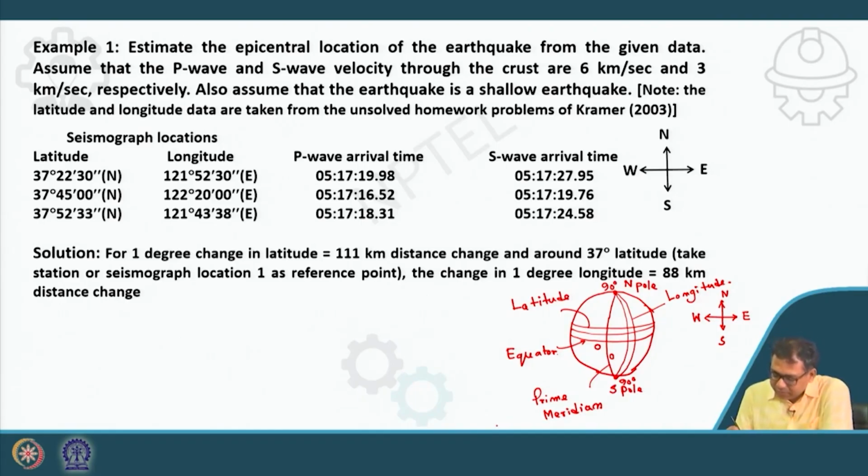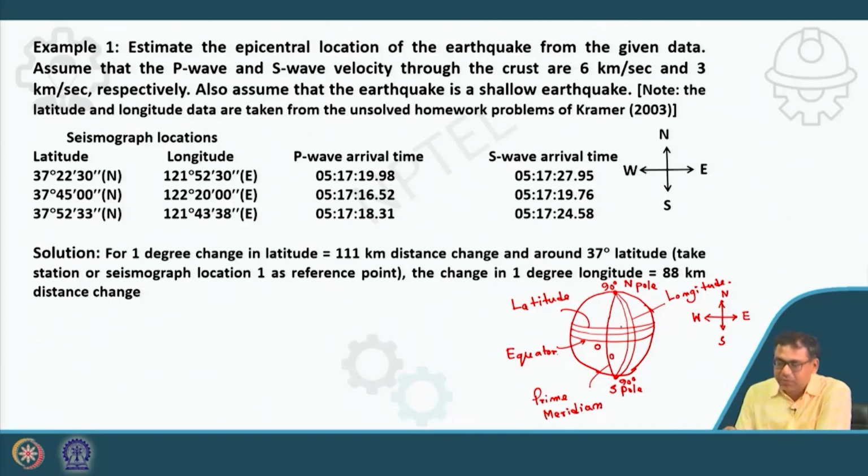So if I go from the equator to the north pole, that will be your latitude. The equator is also a latitude, which is 0 degree, then I can go to 90 degrees. The prime meridian is also a longitude, then I can go from 0 to 180 on both sides. Now my question is, suppose I change my latitude by 1 degree, what will be the distance change in kilometers? That you can calculate, and it is given here.